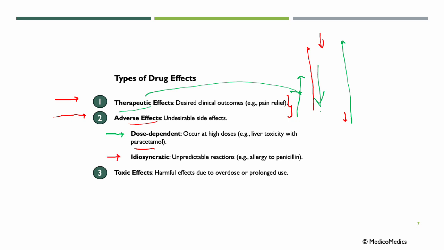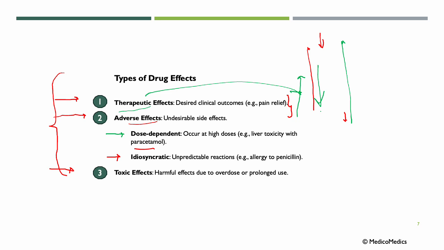Others are idiosyncratic, meaning they are unpredictable and not related to dose or known drug action, such as an allergic reaction to penicillin, for example. And then finally, we have toxic effects. Now, toxic effects occur when a drug is taken in excessive amounts and over prolonged periods, leading to harmful outcomes like organ damage or systemic toxicity, etc. So recognizing these different categories helps clinicians anticipate risks, tailor dosing, and monitor patient safety.